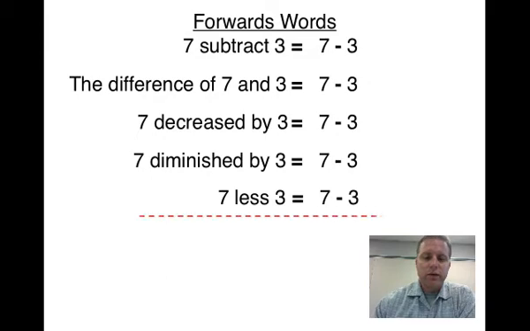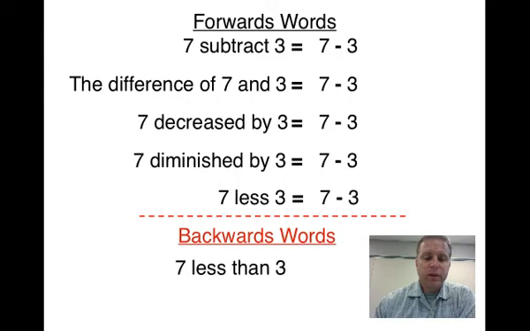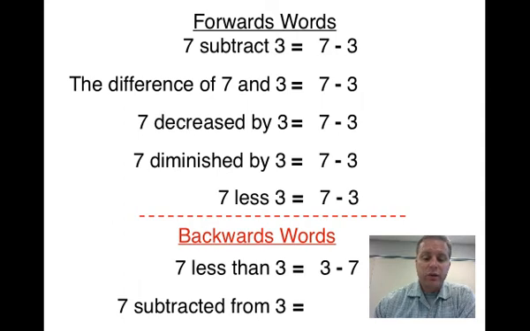Then you have your backwards words. These are words where you need to flip them around from the word sentence when you do the math sentence. 7 less than 3 will be 3 minus 7. 7 subtracted from 3 would be 3 minus 7. So you have to pay attention. It's not always the first letter or first number that goes first.